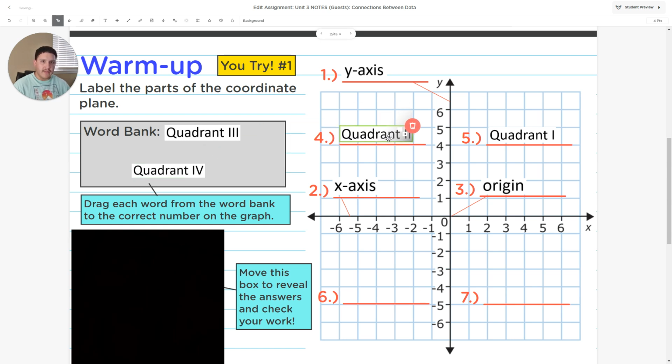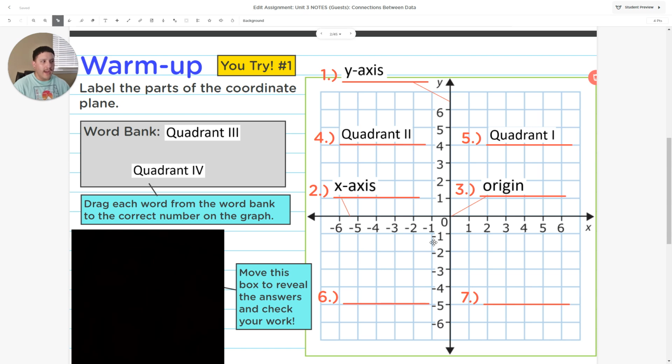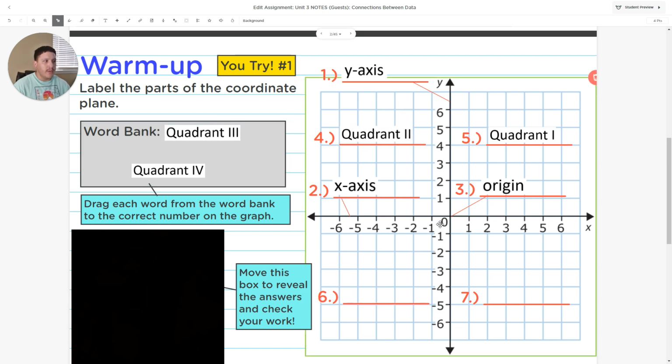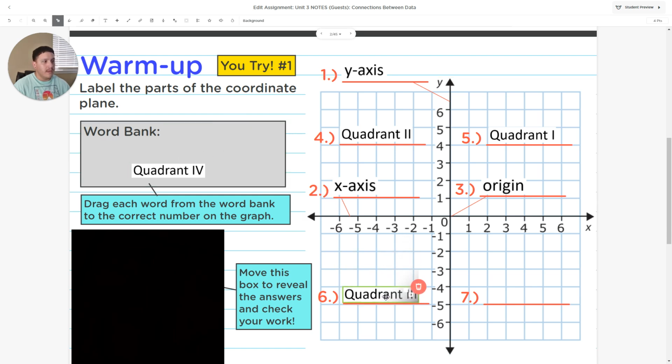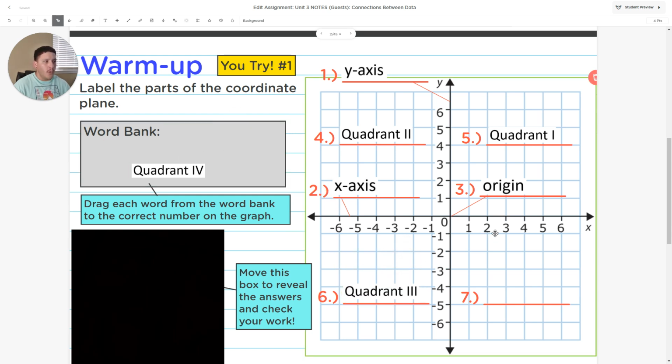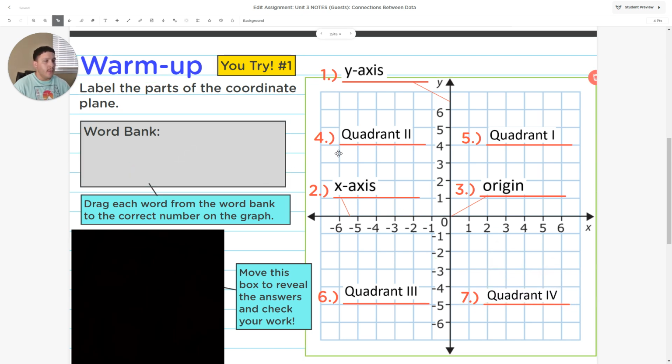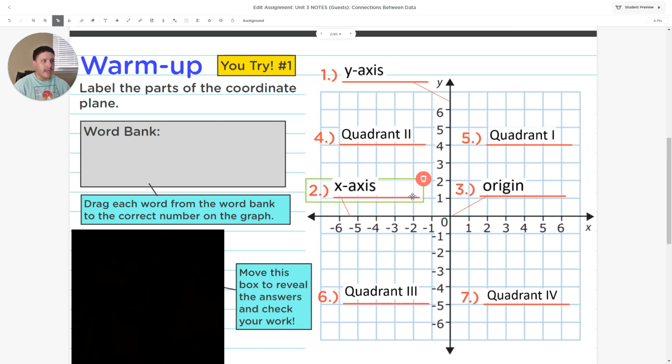And notice what I'm saying first. I'm saying the x numbers and then the y numbers. So we have x negative numbers and then we have y positive numbers. That is quadrant 2. Quadrant 3 is directly below it, going into the negative territory. And then quadrant 4 is the positive, negative territory right here. And that's it for U-try number 1, labeling the parts of a coordinate plane.